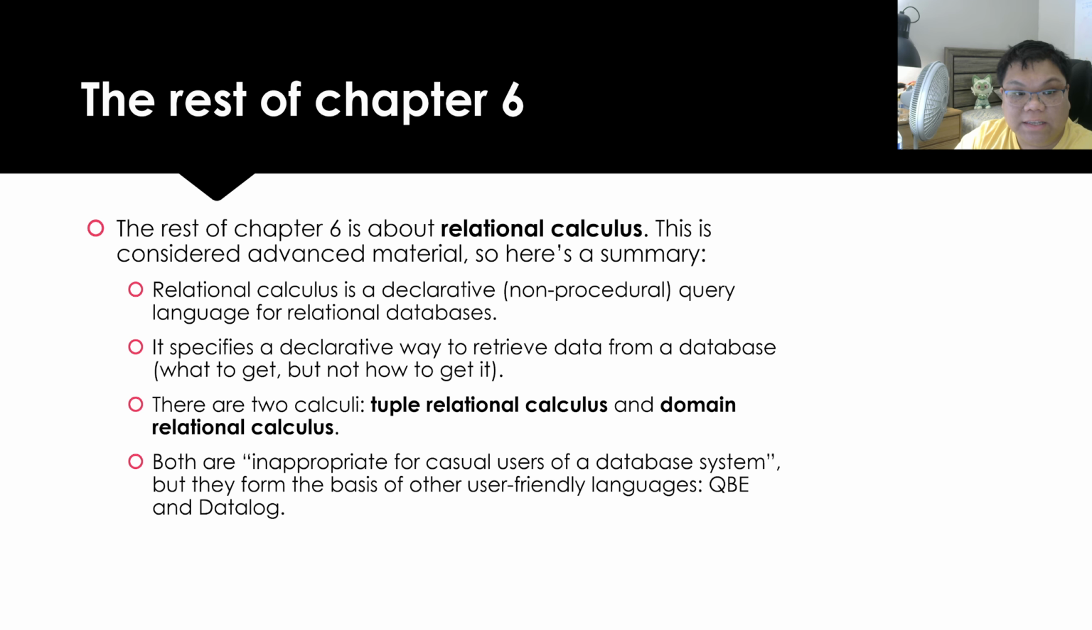The rest of chapter 6 is all about relational calculus. There are two calculuses here, much like how in calculus you have 2 or 3 calculuses: integral calculus, which is actually the second one, differential calculus, which is actually the first one, and maybe vector calculus if you're lucky. So there are two calculuses: tuple relational calculus and domain relational calculus.